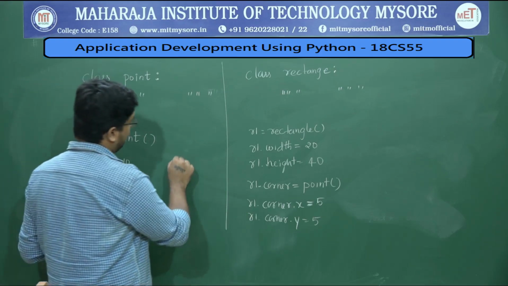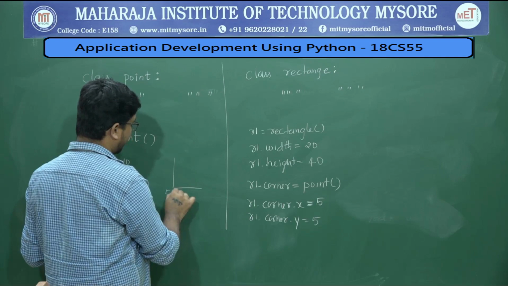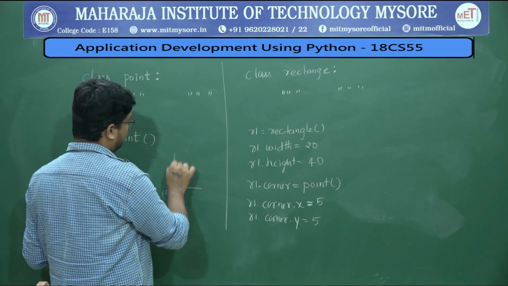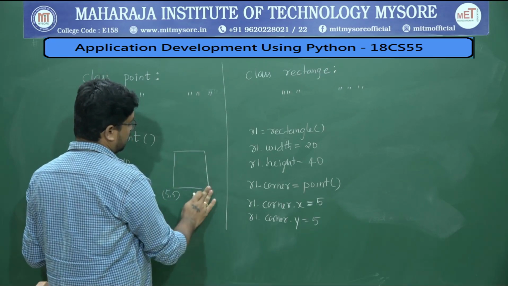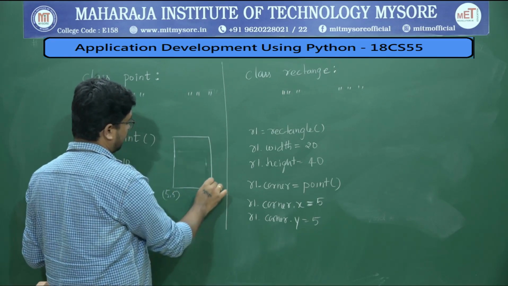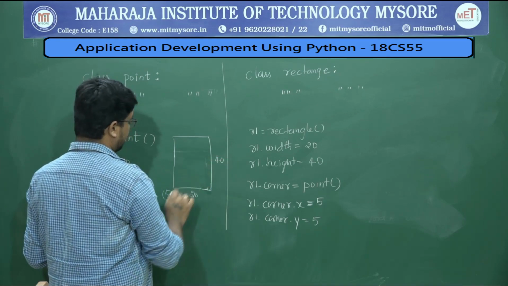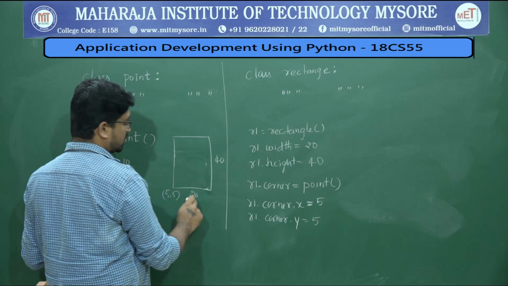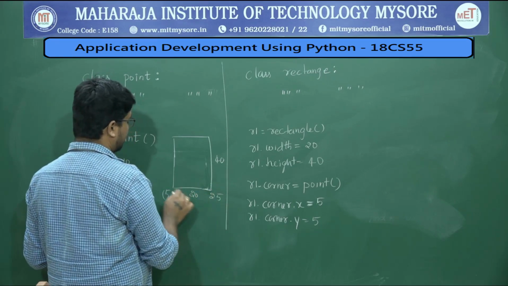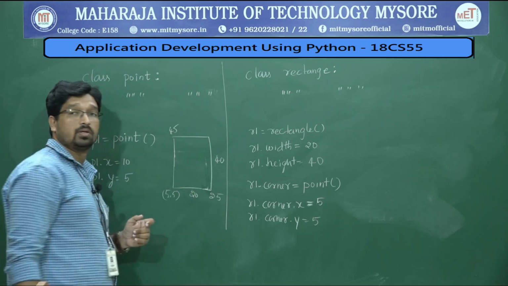Let me draw a rectangle. Assume that the corner is 5 comma 5. The width is 20, height is 40. So this value will be 5 plus 20, it is 25 around here. This will be 5 plus 40, 45 around here.